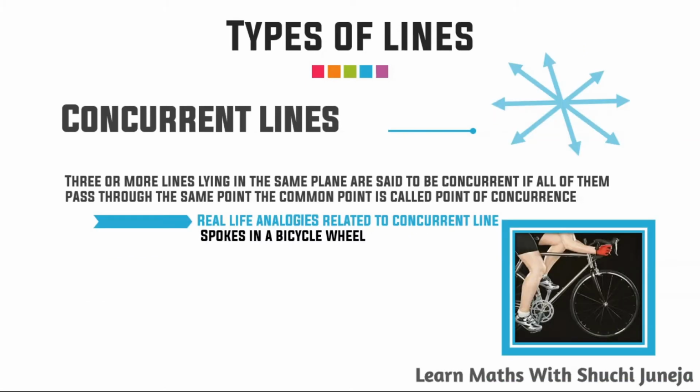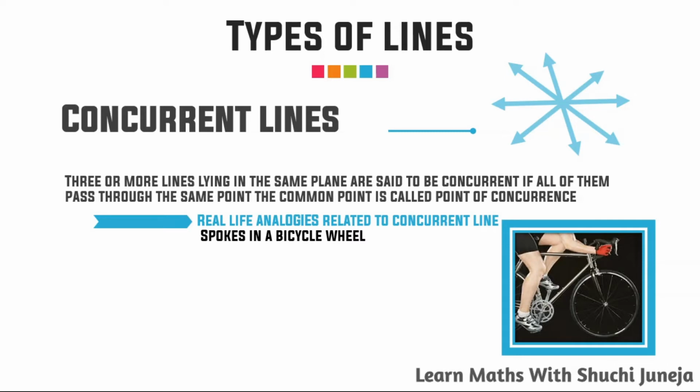The last but not the least, the last kind of line which we will be studying about is concurrent lines. So what are concurrent lines? Three or more lines in a plane are said to be concurrent if all of them pass through the same point, and this point is called the point of concurrence.